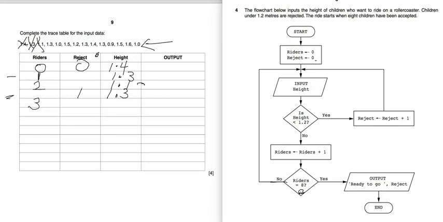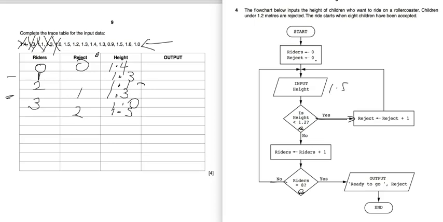The next value is 1.0. Is the height less than 1.2? And we need to obviously write that on here, 1.0. Yes, it is. So we reject again. So we've got 2 rejects so far. Follow it back here. Input the next value, which is going to be 1.5. So it's 1.5. And we write it here.